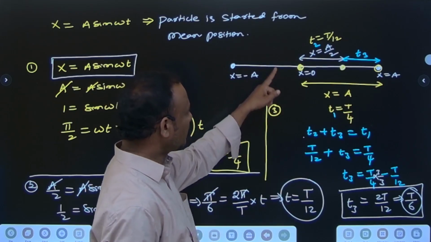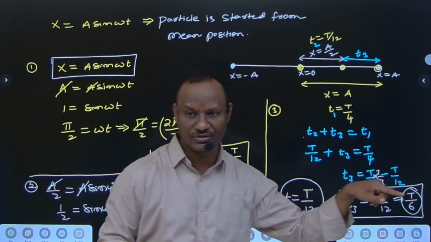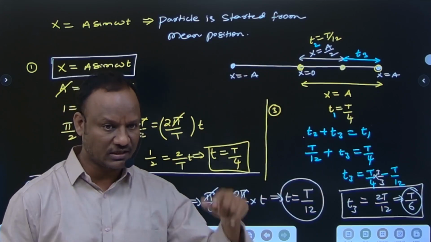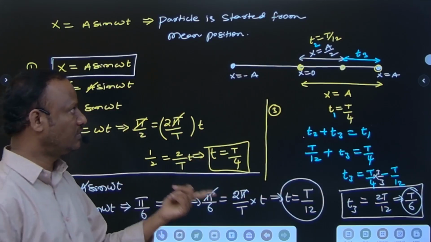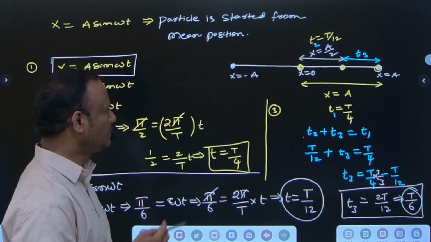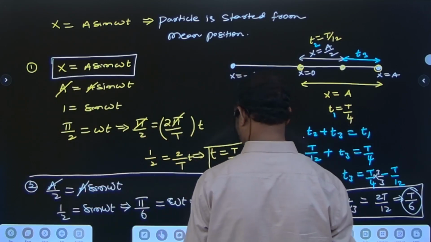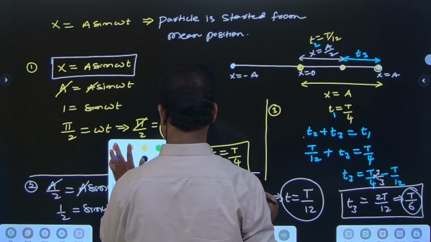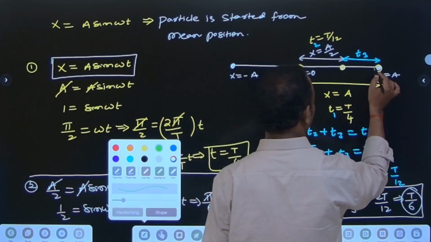Sir, the particle started from the mean. Which formula do we have to use? The sine function. If the particle started from the extreme position, which formula do we have to use? The cos function. Let me check on this one. Sir, the particle is started from this, okay, so the particle goes from here to here.